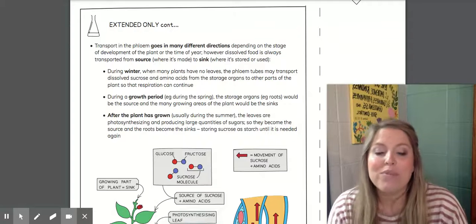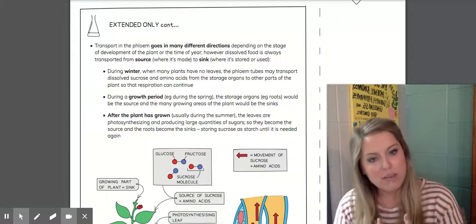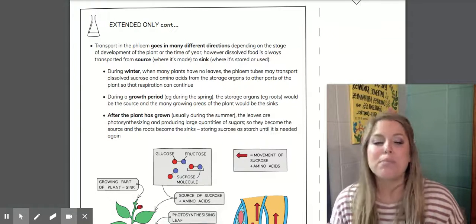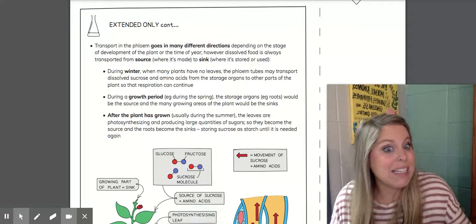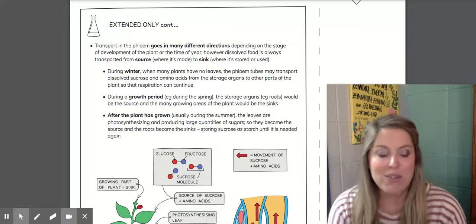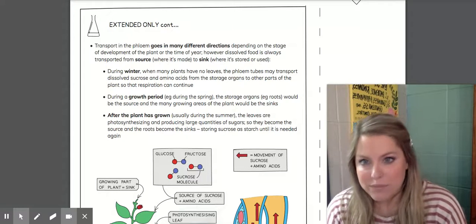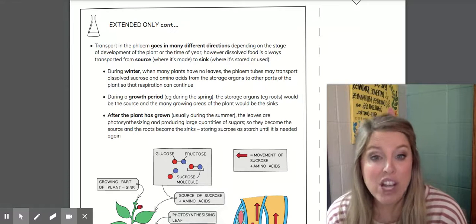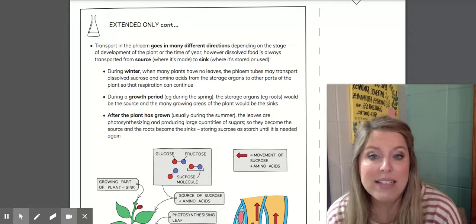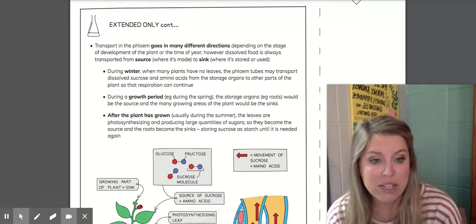All right, so you've got to think of it in terms of the seasons, because y'all know plants don't grow as well in winter. And y'all know in spring, everything starts blooming, turning green. We see leaves come out. And then in summer, we can have lots of cool harvests with different vegetables or flowers. So let's talk about it. During winter, when many plants have no leaves, the phloem tubes may transport dissolved sucrose and amino acids from the storage organs to other parts of the plant so that respiration can continue.